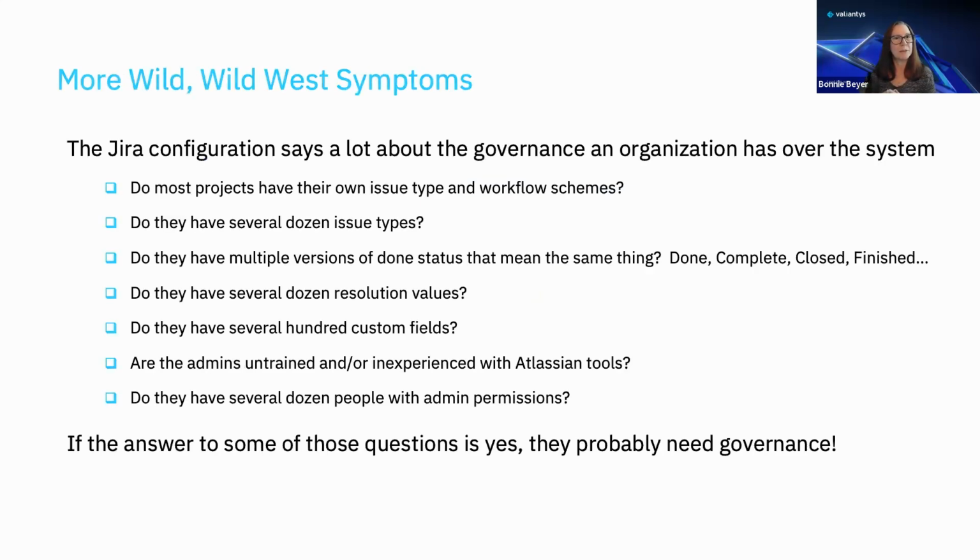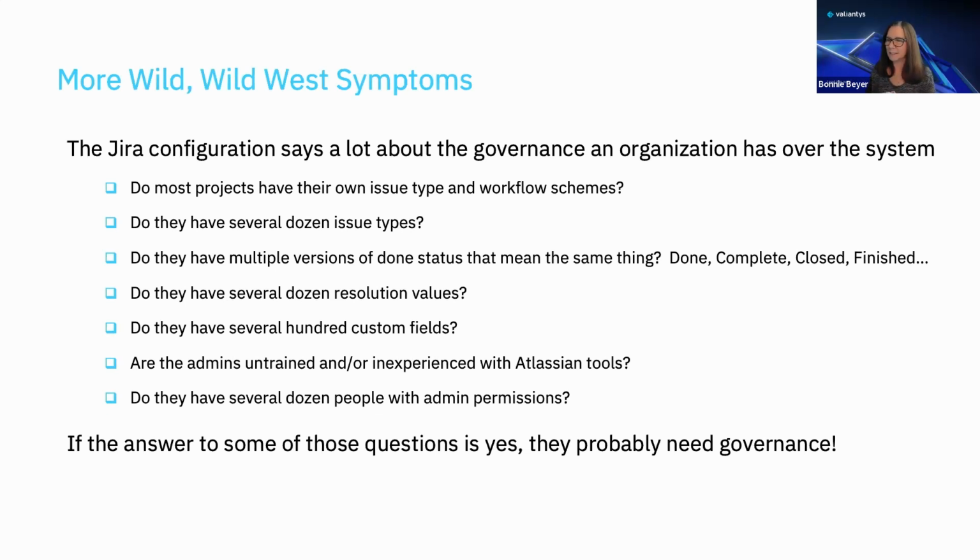These are just some of the other questions that you might ask. Do most of the projects have their own issue type scheme and workflow scheme, or are they using shared schemes? That's often an indication that you're having lots of different systems going off in different directions, or several dozen issue types. If you have multiple versions of the done status, I remember seeing a presentation at the Atlassian Teams event.